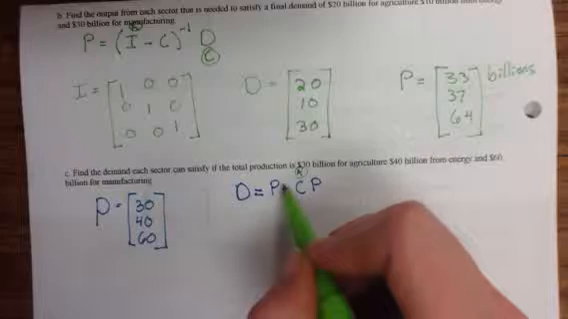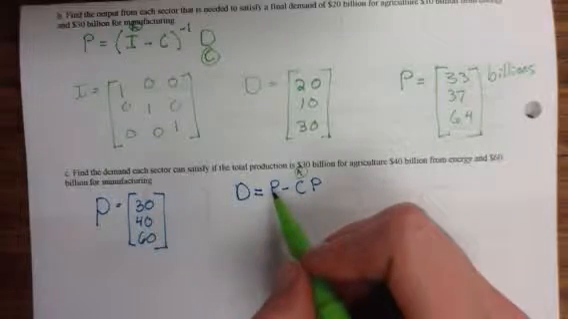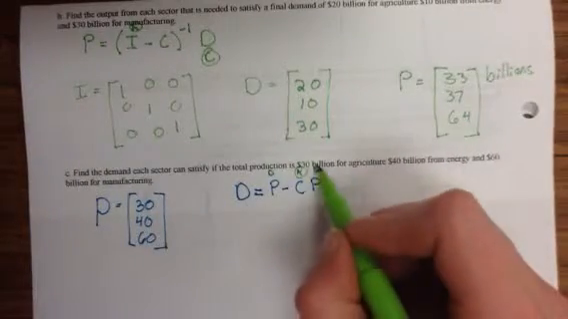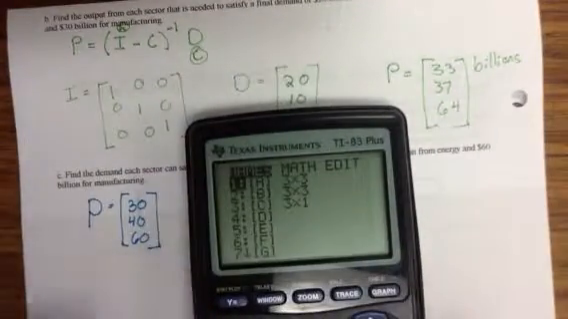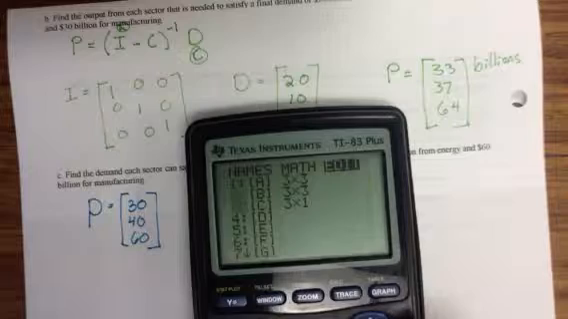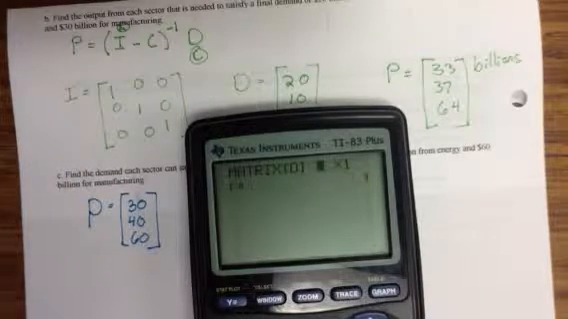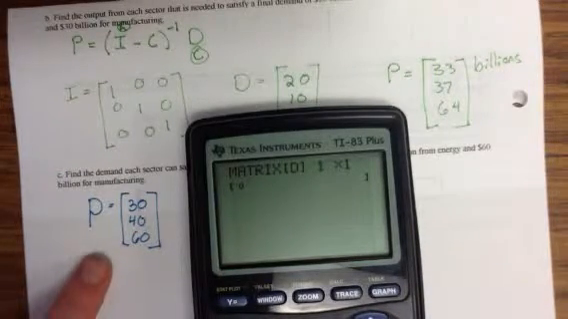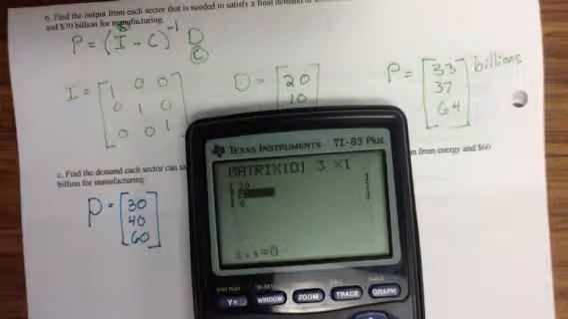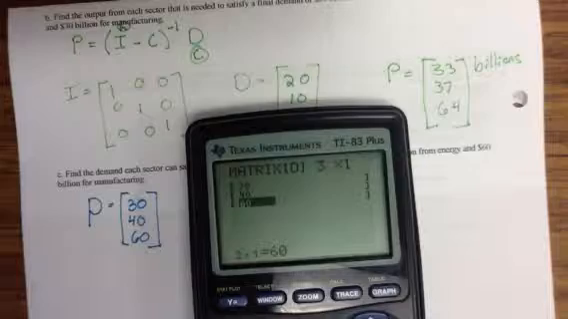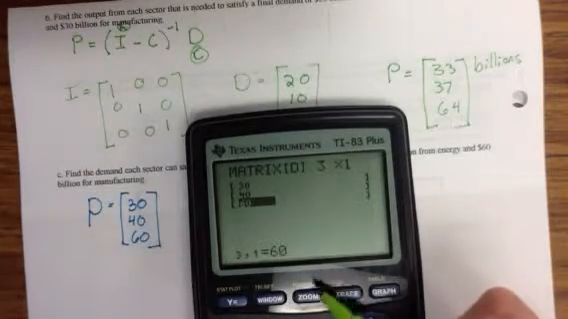I just need to put my new P in, and I have slot D open from before, so I'm going to put that in D. So I'm just going to grab my calculator and I'm going to go over to Edit, Matrix D, and I'm going to put in this new production matrix. So I know it's going to be a 3 by 1 because 3 rows, 1 column, and it's 30, 40, then 60. Okay, so check your numbers, 30, 40, 60, we're good.